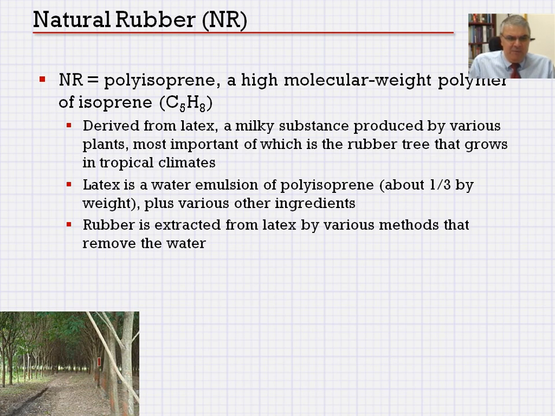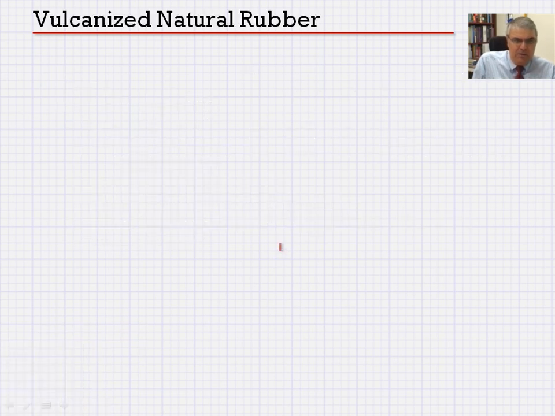Then from latex we move on to rubber. You've probably seen that some products don't contain latex because some people are allergic to latex. So some industries are moving away from using latex, but that's also another important material when we talk about natural rubber.